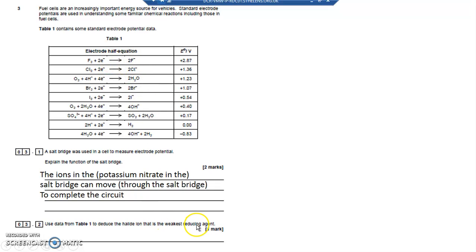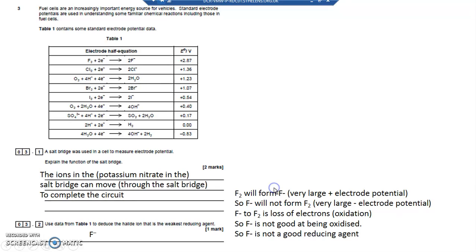So let's consider a reducing agent. A reducing agent causes something else to be reduced, and in the process it is oxidized. So your answer is F minus because it really doesn't want to be oxidized. It doesn't want to reduce something else and become oxidized itself. It wants to be reduced. It wants to move to the right hand side. So your answer is F minus.